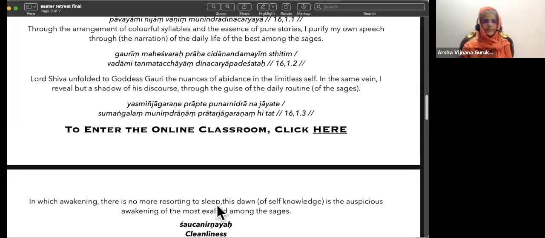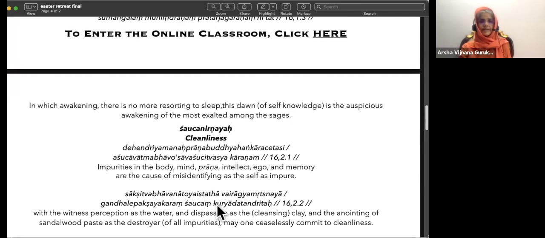Then the next one. Now we enter another section called Shaucha Nirnayaha. So the section called Cleanliness. Shaucha, cleanliness. Shaucha Nirnayaha. Dehendriya manah prana buddhya hankara chetasi ashuchavatma bhavosau ashuchitvasya karanam. So the cleanliness.